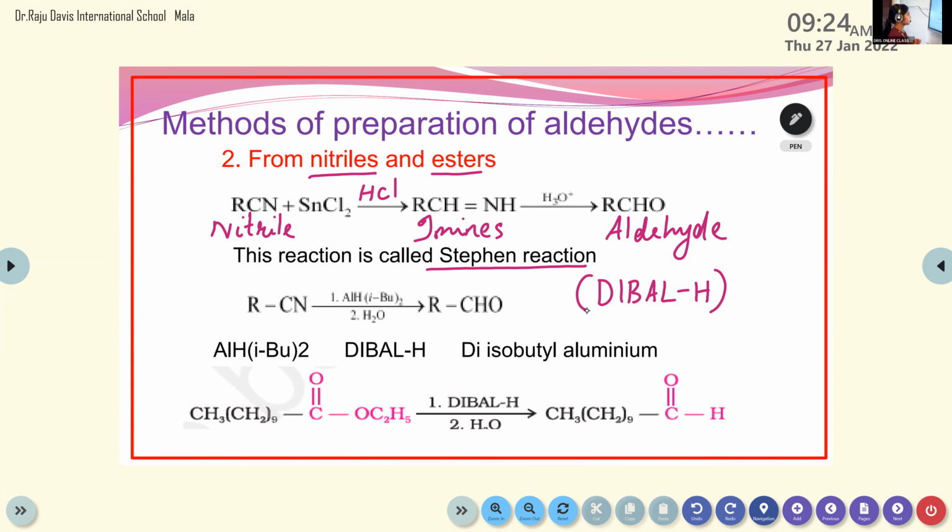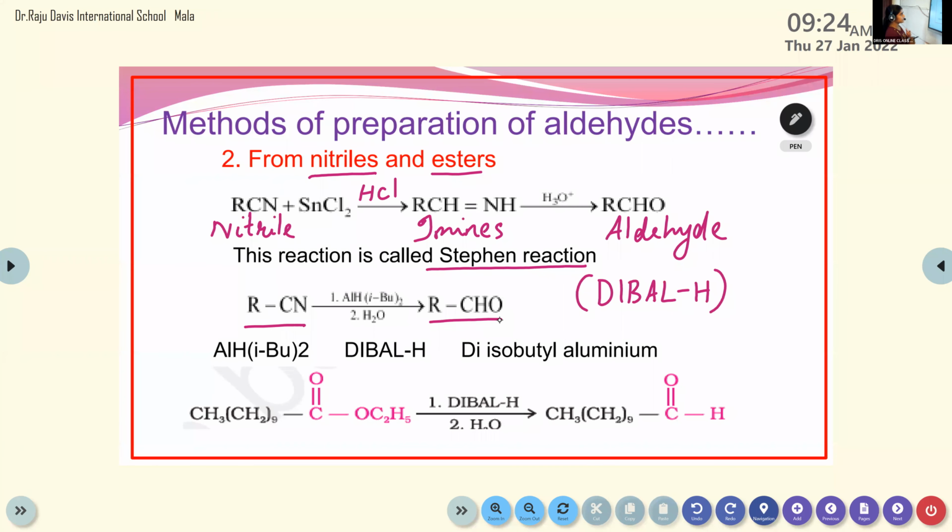First, it will be converted to imines, and in the second step, by addition of water, this aldehyde will be obtained. So the reagent's name you have to always remember: its short form is DiBALH, D for di, I for iso, B for butyl, Al for aluminium, H for hydride. So diisobutyl aluminium hydride. Again, these nitriles will be converted to aldehydes. Clear?